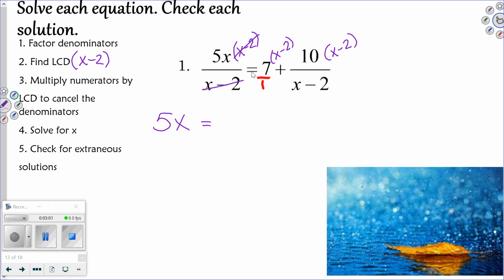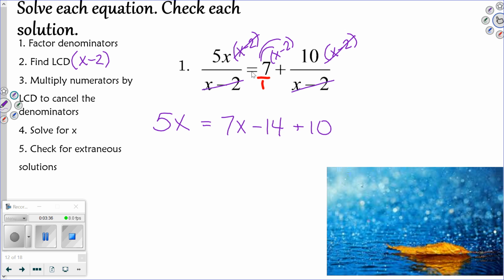equals. Now, what happens on this term? Does anything cancel on this one? No. So I actually have to multiply that one. So I have 7x minus 14. And then the third term, the x minus 2 cancels. So I get plus 10. Look where my problem started, and now look where I'm at. Isn't that a lot nicer looking? Okay, you guys with me so far? Again, we're baby stepping, right? We're starting with some of the easier ones.